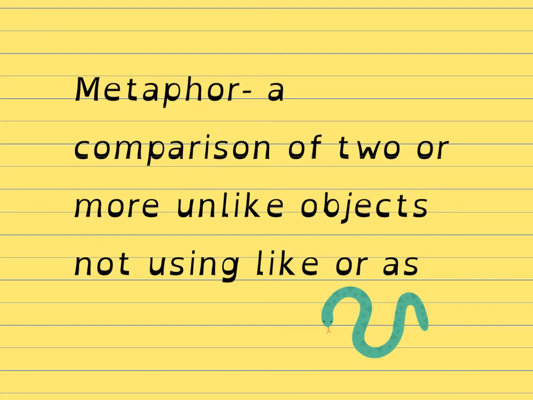Metaphor is also a comparison of two or more unlike objects, but in this case we don't use the keyword like or as. We just say something like, you have to watch out for her, she's a snake. Not really comparing a girl to a snake. We know that those things are not alike, but meaning that she has a tricky, sneaky, treacherous, devious personality.